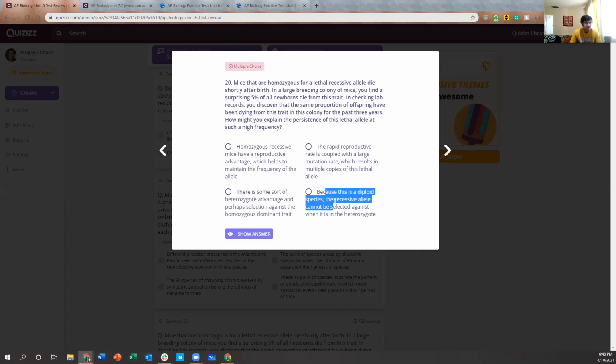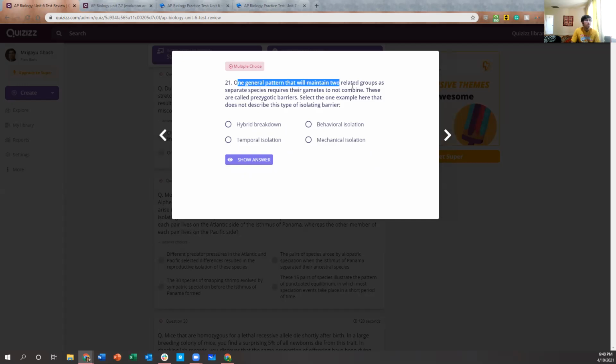Because this is a diploid species, the recessive allele cannot be selected against when it is in the heterozygote. That doesn't make sense. It can be. So it's this one, I believe, is the answer choice. Yep. So one general pattern that will maintain two related groups as separate species requires their gametes to not combine.